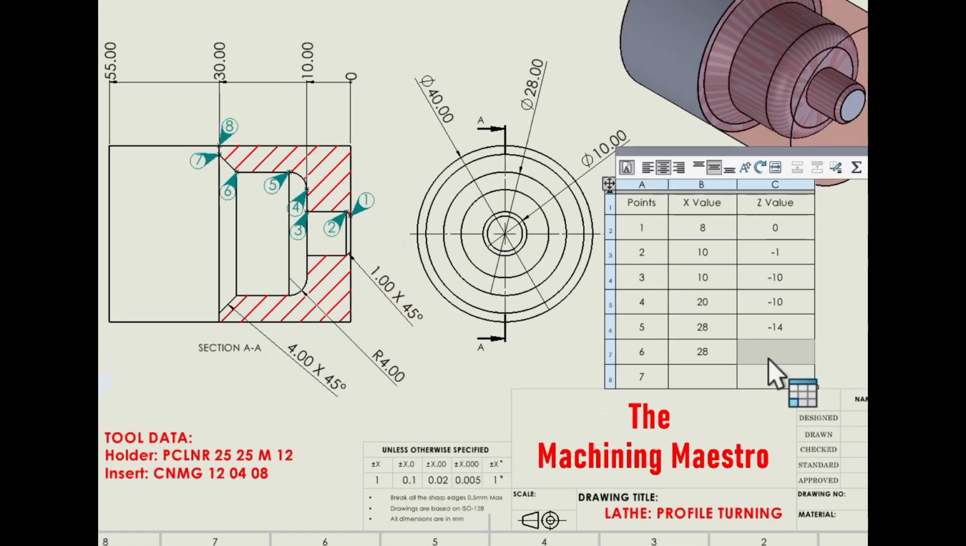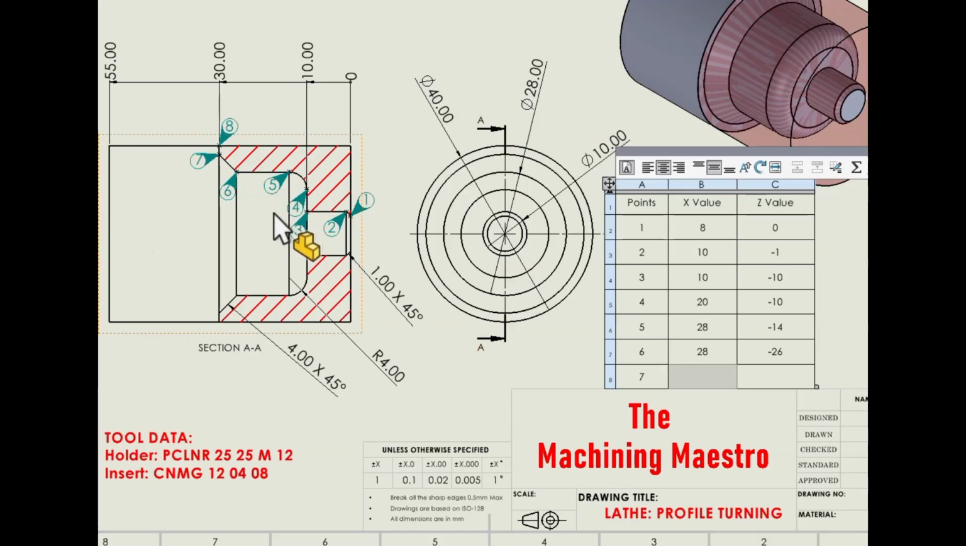28 here, but there has been some change in Z. To calculate the change, you consider the previous point. At point number 7, the value of Z is 30, and since there is a chamfer of 4 mm, you subtract 30 minus 4, which is 26.